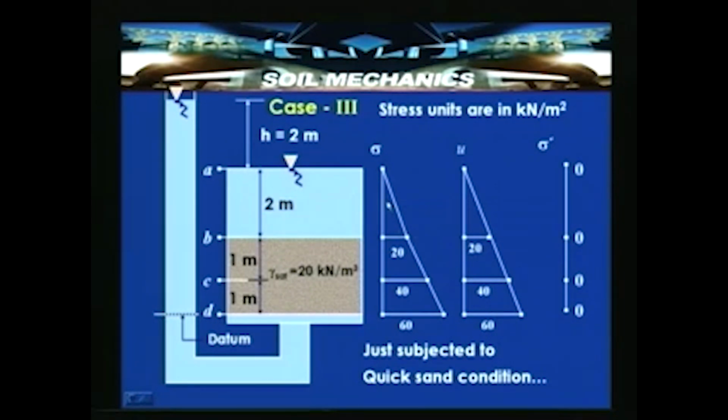So, if you take the difference of total stress and pore water pressure at all points here, you will see that the effective stress is 0. That means that this particular condition has just attained the quick condition. Just attained quick condition is the case where sigma dash is equal to 0. So, this head, h equal to 2 meters, can be said to be the critical head which is causing a flow to take place in the upward direction and imposing an effective stress equal to 0.